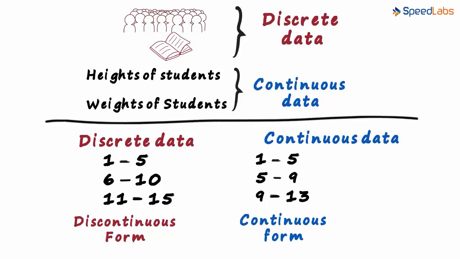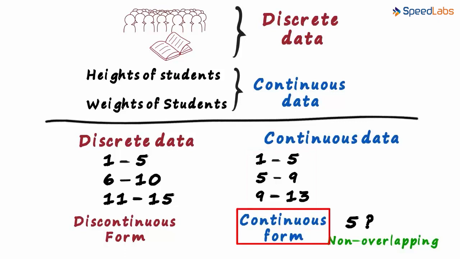Maybe, but there should be one question that should pop up in your heads. Look at the continuous form of grouping. What if we have a number 5 in our data? Which group would you include it in? 5 is present in the first group and the second group as well. Try to recollect the rules for making groups. One of the rules said that the group should be non-overlapping. Are these groups non-overlapping? The next point should clear our doubts.